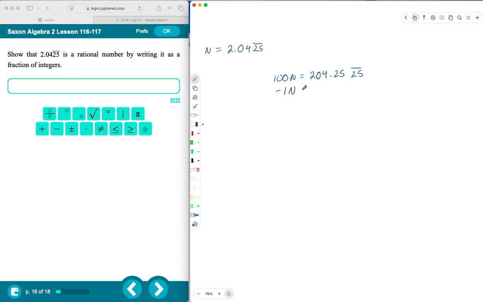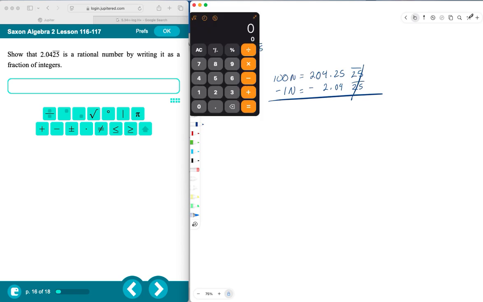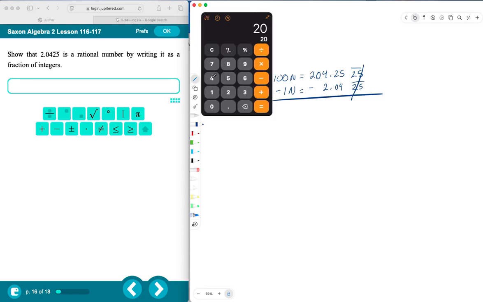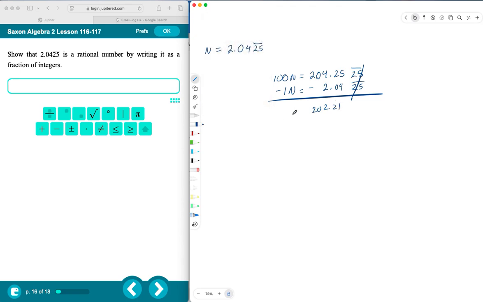Multiply it times a negative 1. That gives us a negative 2.04 with a 25 repeating. So all of those repeating are canceled. We have 204.25 minus 2.04, which is 202.21. 100 minus 1 is 99 times n. Divide both sides by 99. We have 202.21 over 99.